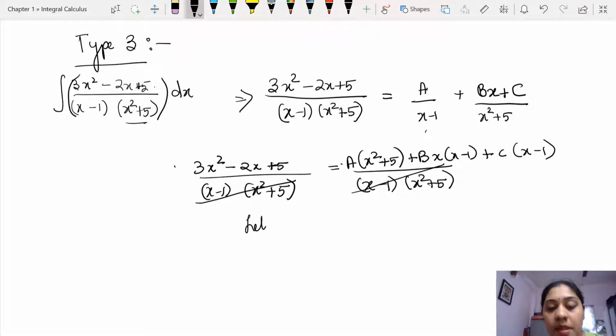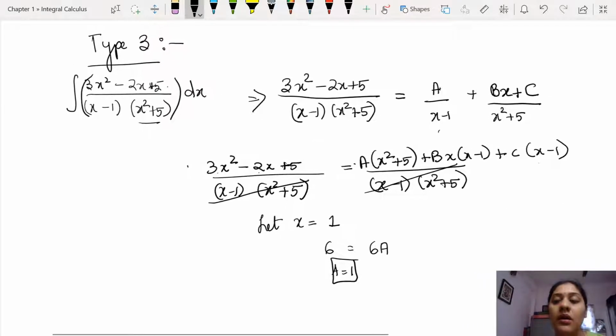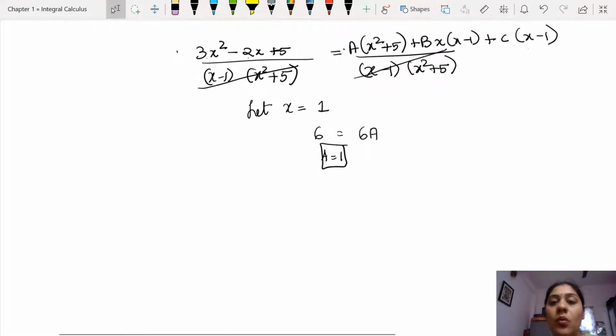Now next step, let x equal to 1. As usual, we need to assume a number which will help us in getting a term cancelled. 1 minus 1 is 0, 1 minus 1 is 0, so these two terms become 0. So this term will be 1 square, 1 plus 5 is 6, so 6a on the right side. Left side, 3 minus 2 is 1, 1 plus 5 is 6. So a value is 1. You have the value of a as 1.